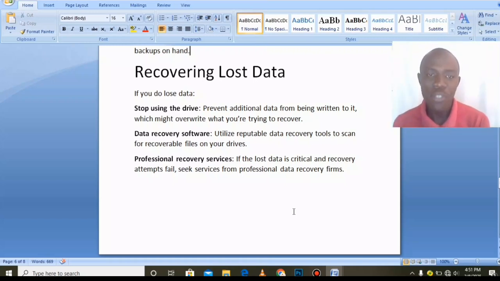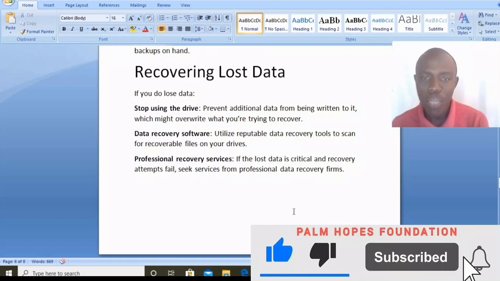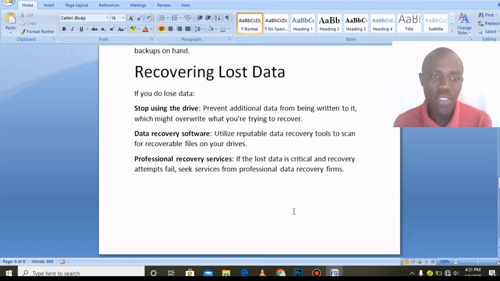Data recovery software. Utilize reputable data recovery tools to scan for recoverable files on your drives. Professional recovery services. If the lost data is critical and recovery attempts fail, seek services from professional data recovery firms.